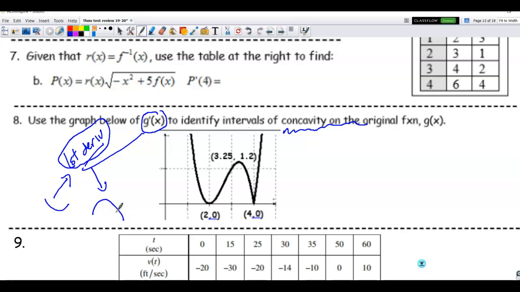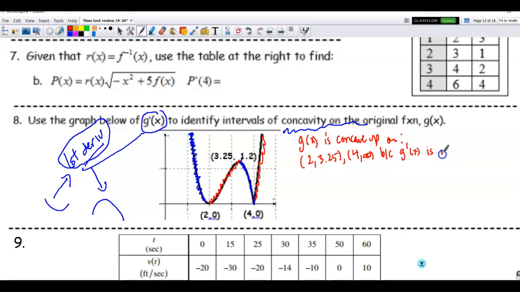So I'm not looking for positives and negatives. I'm looking for increasing and decreasing. On this first interval, I can see that the graph is decreasing. Therefore, in that region, the graph of the original function would be concave down. In this region, the graph is increasing, so on the original function, it would be concave up. Decreasing, concave down; increasing, concave up. So g of x is concave up on, let's see, that goes from 2 to 3.25, and from 4, I'll assume the graph goes to infinity, because g prime of x is increasing.